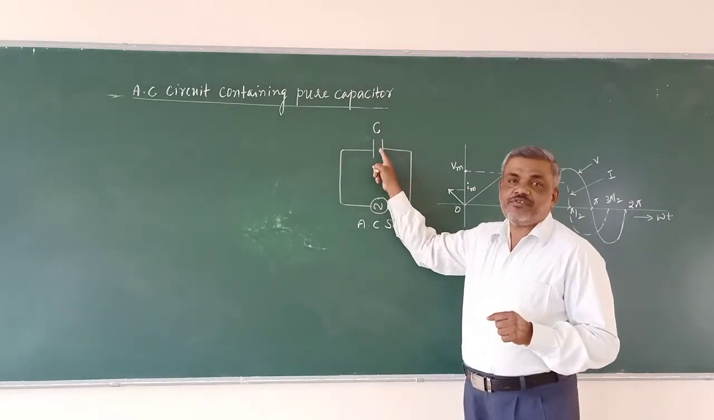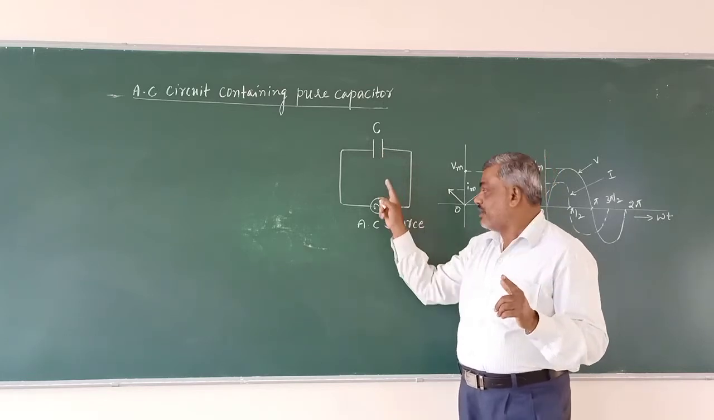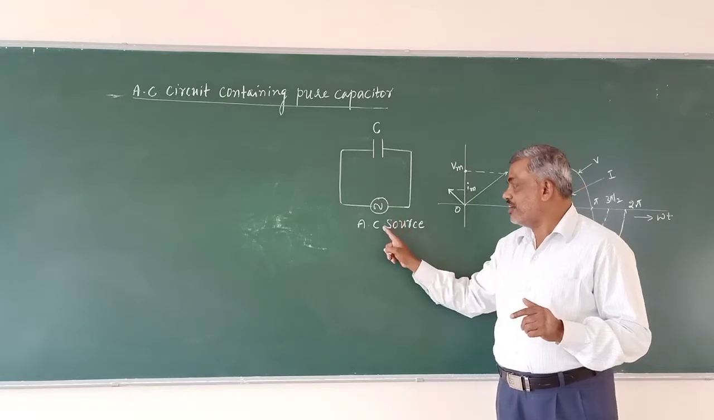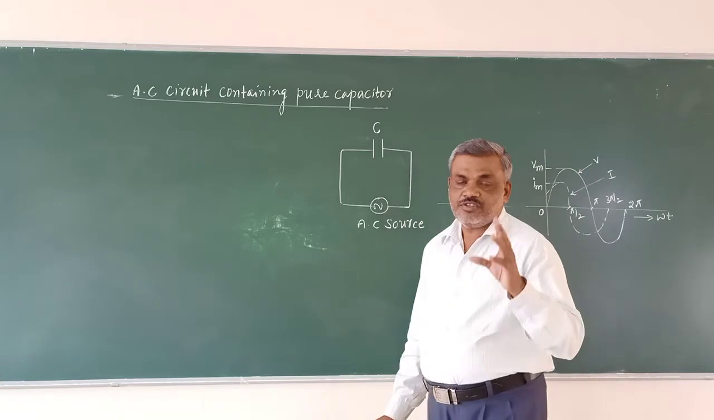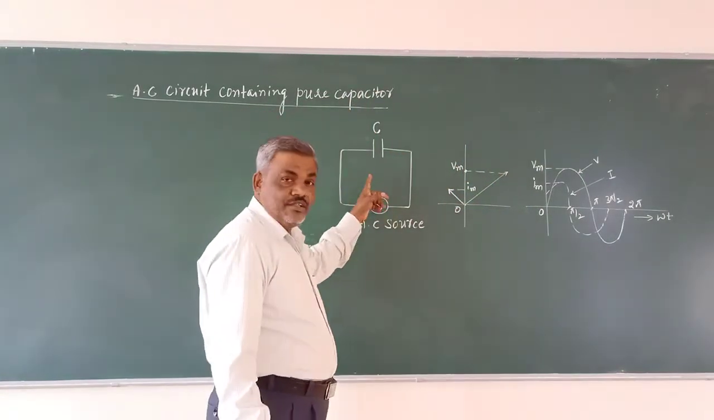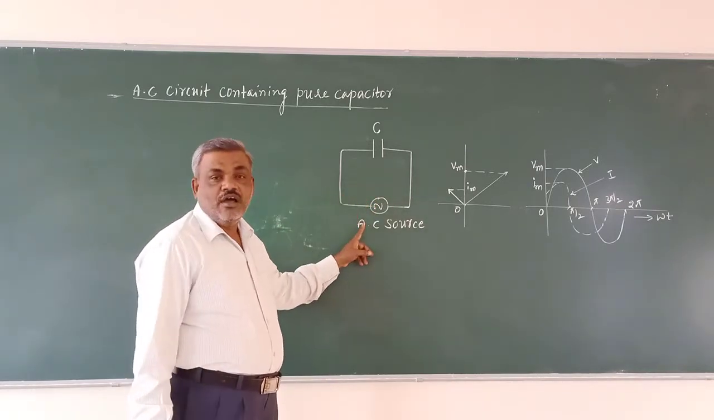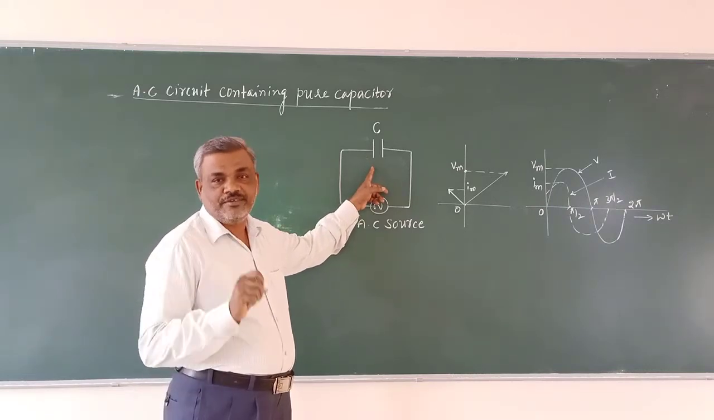Now C is a capacitor. The capacitor of capacitance C is connected in series with an AC source. Now the alternating voltage is applied to a pure capacitor. So this is a 3-mark question: Derive an expression for current in an AC circuit containing a pure capacitor when alternating voltage is applied to the pure capacitor.